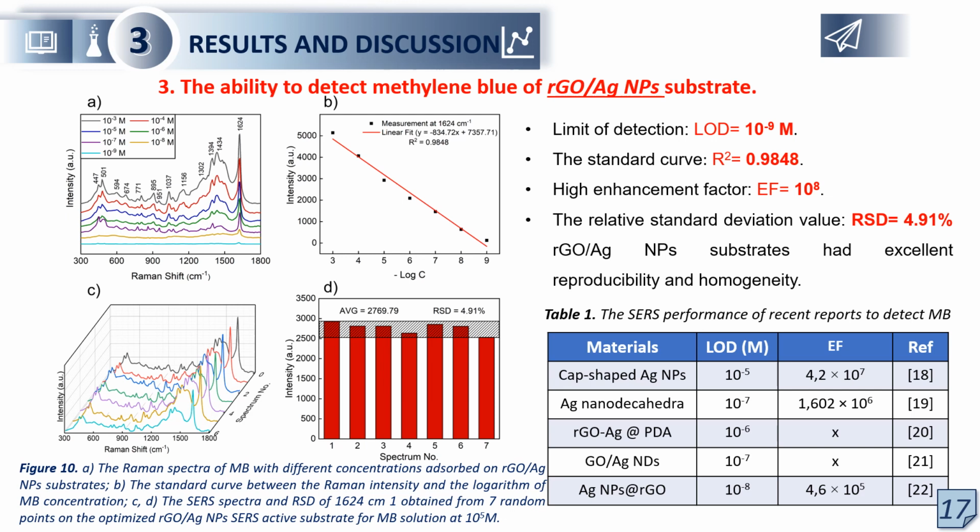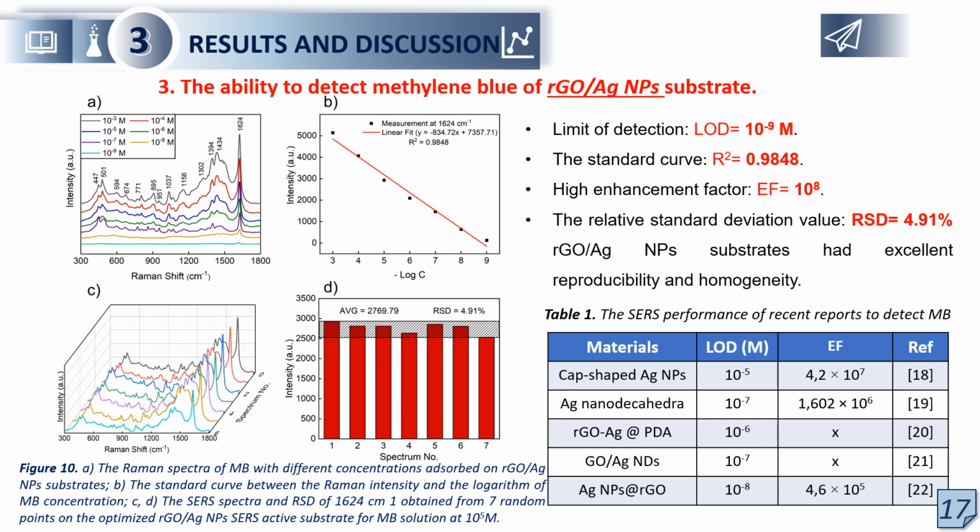The RGO silver nanoparticle substrate had the ability to detect methylene blue dye, reaching a detection limit of 10 to the power of -9 M, with a correlation coefficient R squared of 0.9848, showing high reliability of the results. The Raman enhancement factor was calculated to be up to 10 to the power of 8.